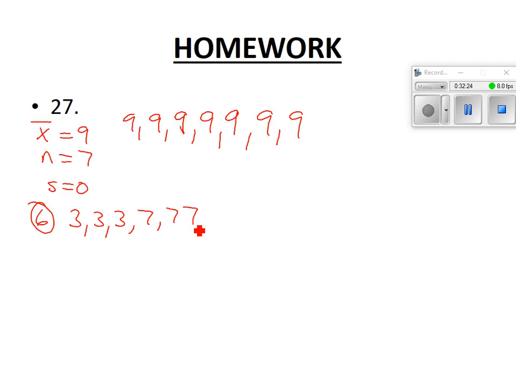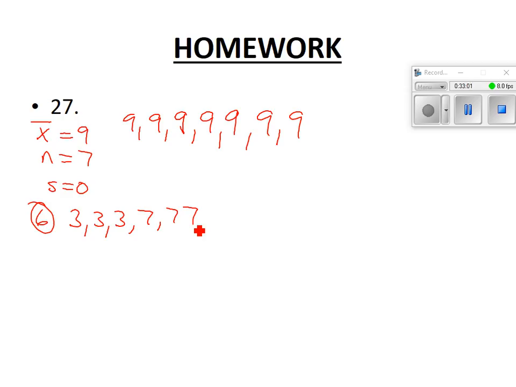Number seven, something that apparently Mr. Eversole didn't remember. What's the difference between the population variance and the sample variance? For population variance, what's part of the formula? Divide by n. Population is n. And for sample variance, you divide by n minus one. Apparently I can't remember that because I screwed it up.